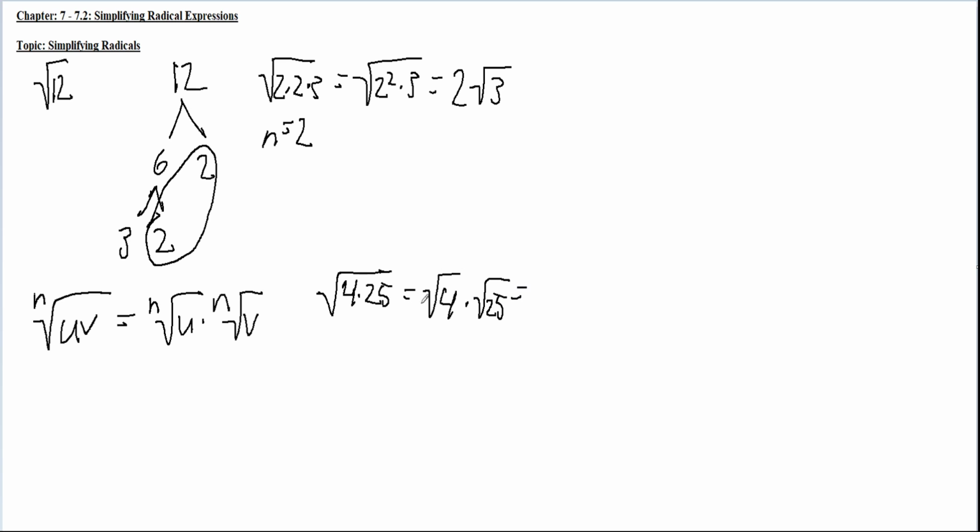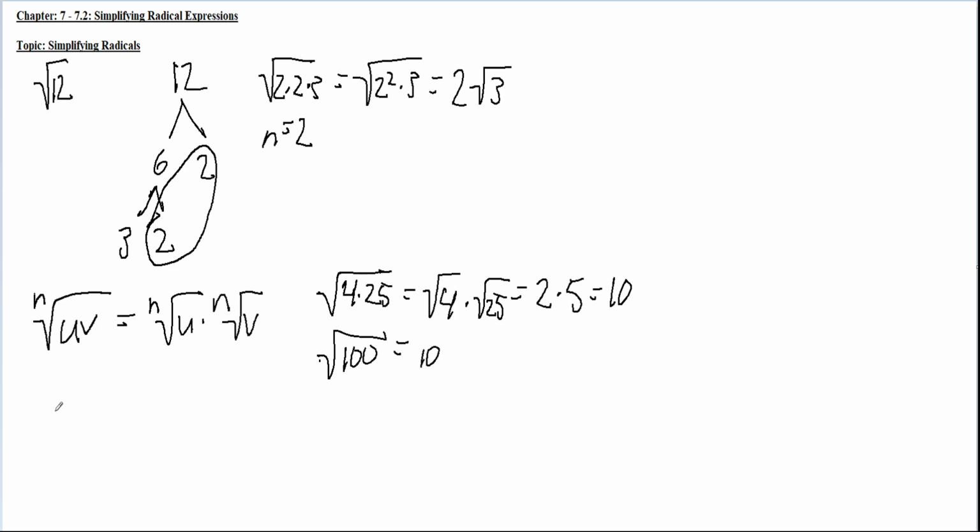Because my index for my radical is 2, the square root of 4 is 2, and the square root of 25 is 5. And so 2 times 5 is 10, okay? But I could have even just simplified 4 times 25 underneath my radical, which is 100, and the square root of 100 is also 10, okay? So, just two different ways of looking at it. For some numbers, the definition may be easier to use when you're dealing with much larger numbers.